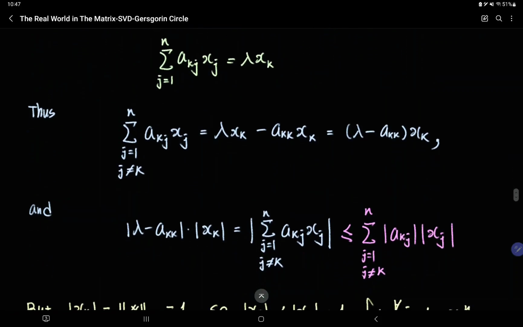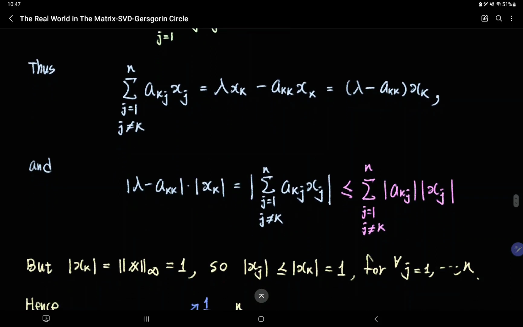Now we take absolute value. Taking absolute value, we got this, but this must be less than or equal to the sum of the absolute value of akj times the absolute value of xj. Why? Because the absolute value of a sum of numbers must be less than or equal to the sum of absolute values of the numbers. It makes sense, right? I'm sure that you understood that.